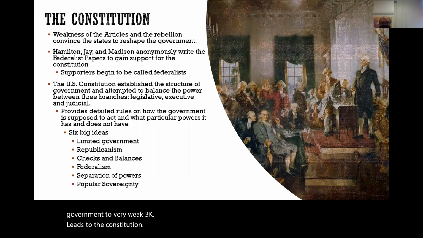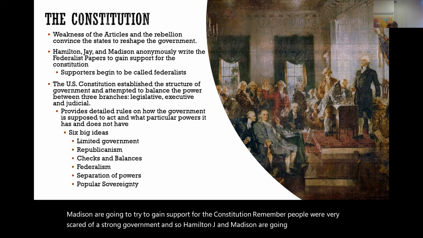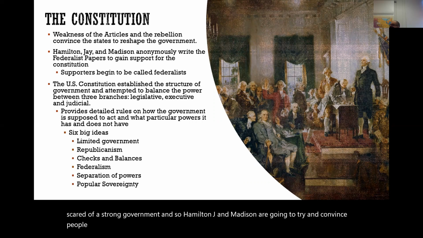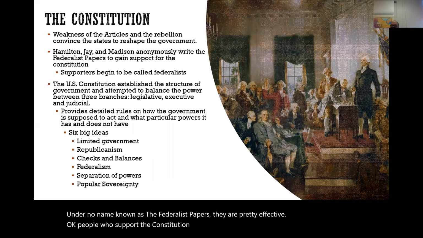All right, so let's talk Constitution. This is prompted by how bad the Articles of Confederation are. Hamilton, John Jay, and James Madison are going to try to gain support for the Constitution. Remember, people were very scared of a strong government. And so Hamilton, Jay, and Madison are going to try and convince people by writing a series of papers under no name, known as the Federalist Papers. They are pretty effective. People who support the Constitution become known as Federalists.